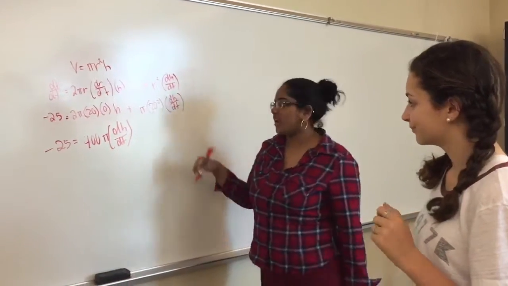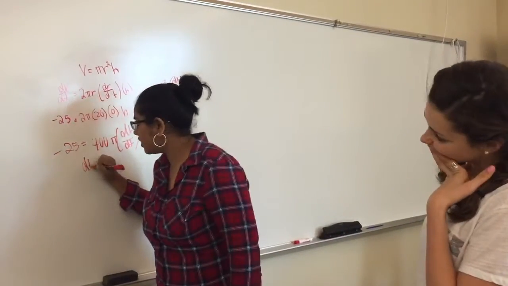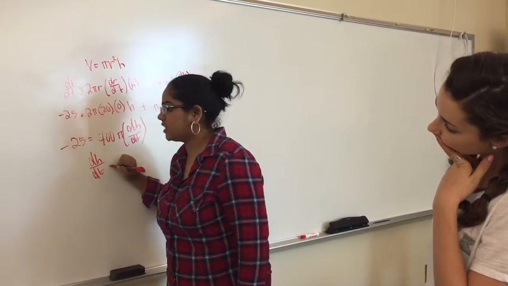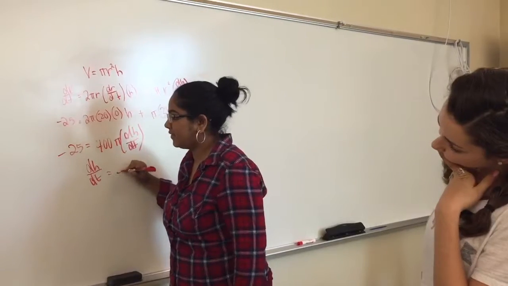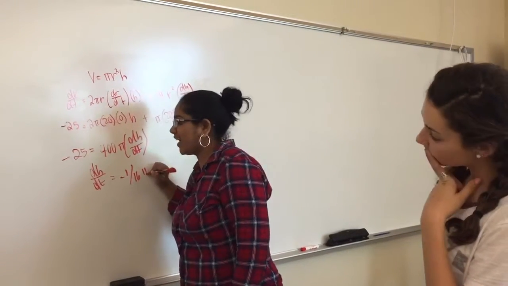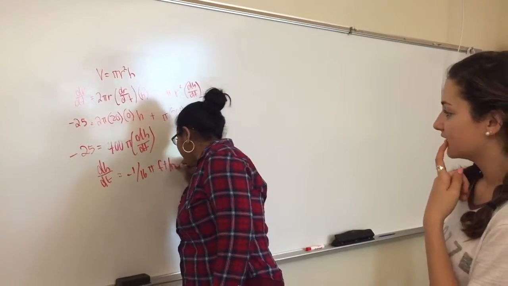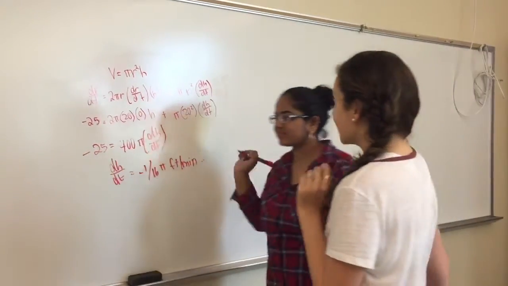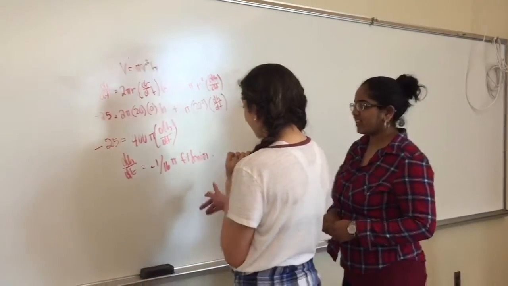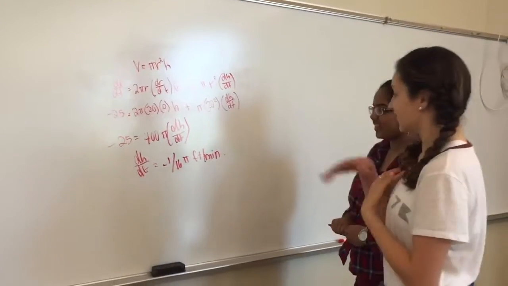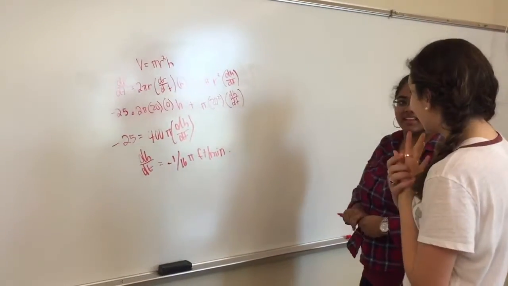So now if we solve for dh over dt, we see that dh over dt is equal to negative 1 over 16 pi feet per minute. So that is how much the height decreases every minute.